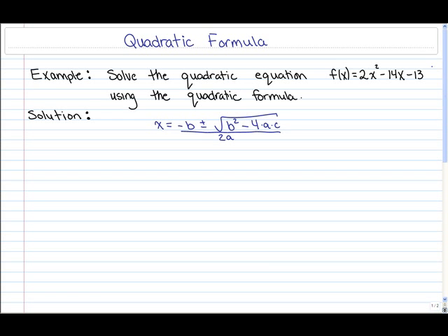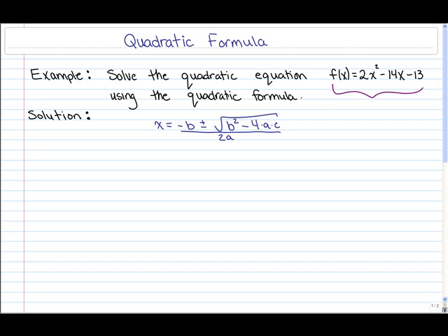So what you're ultimately doing is you're setting this quadratic equation equal to 0, and you're basically solving for x. And this is how you're going to do it. Just substitute your value of a, b, and c into this quadratic formula and solve for x. So I want you to pause the video now and try this example on your own.